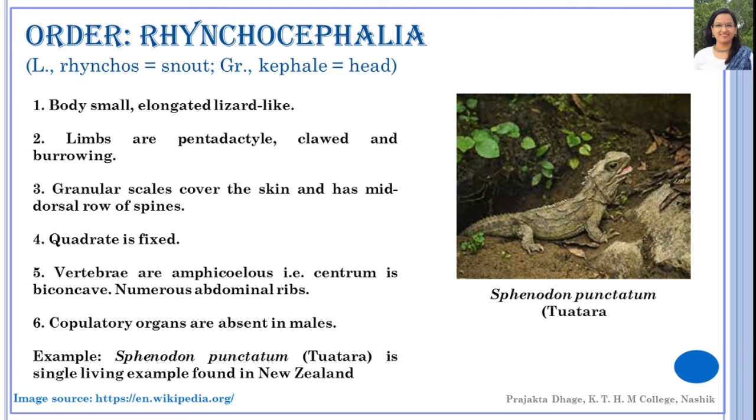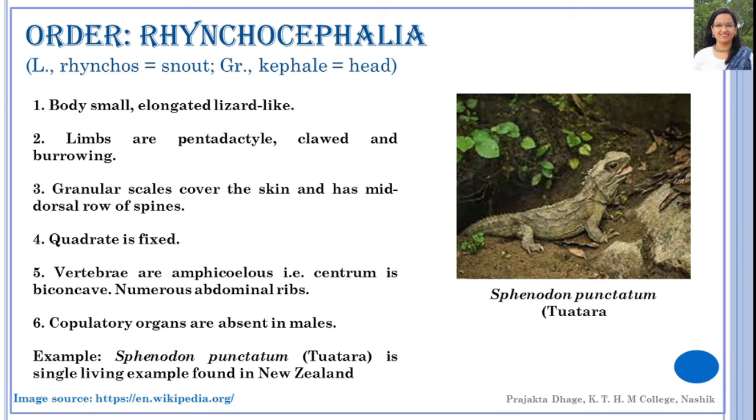As already mentioned, it belongs to Diapsida, so it should have two temporal vacuities present in it. The teeth are going to be acrodont. These organisms have a small body and elongated appearance, or they are lizard-like. Limbs are going to be pentadactyl, clawed and burrowing. Granular scales cover the skin and has mid-dorsal row of spines. The quadrate bone is fixed. Vertebrae are amphicoelous, that is the centrum is biconcave. Numerous abdominal ribs will be present.